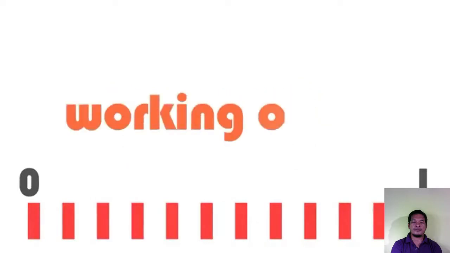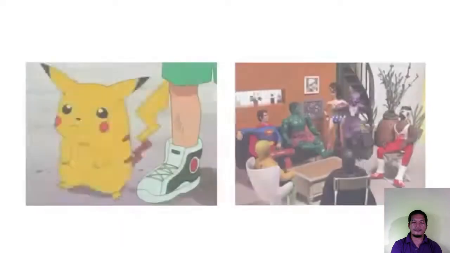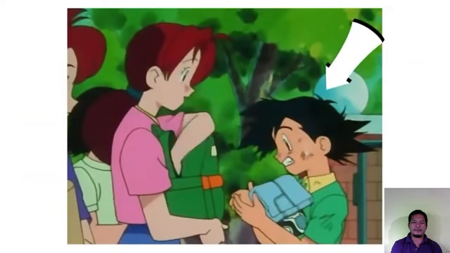This is called working on twos, because you're making a change or a new drawing every 2 frames. When the movement is very still, you might even work on 3s and 4s, making a new drawing every 3 or 4 frames. You see that a lot in Japanese animation and stop motion. Sometimes they would hold the same drawing for many frames.